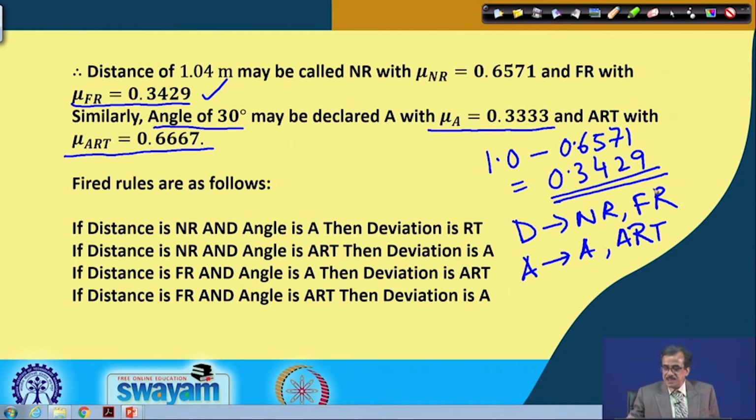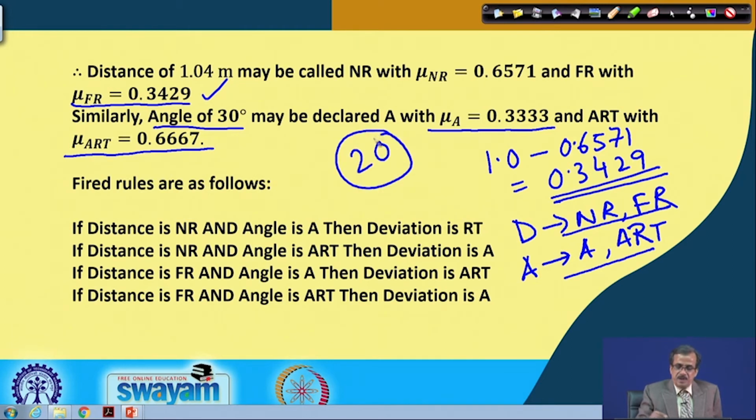There could be a maximum of 4 fired rules, because here we have got 2 possibilities for the distance and 2 possibilities for the angle. So, 2 multiplied by 2, there could be a maximum of 4 fired rules. But what is the total number of rules we have in the rule base? That is nothing but 20. Then out of 20, a maximum of 4 can be fired. Now, what are the fired rules?